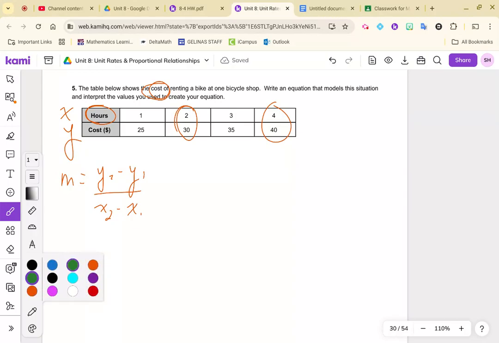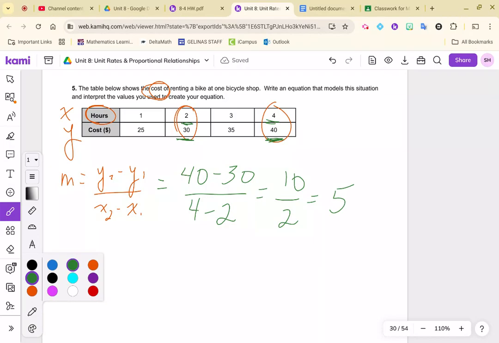So my y's are going to be 40 and 30, so I will subtract those. And my x's are going to be 4 and 2, and I will subtract those. And so for this, I will get 10 over 2, or 5. So now I know that that's 5.